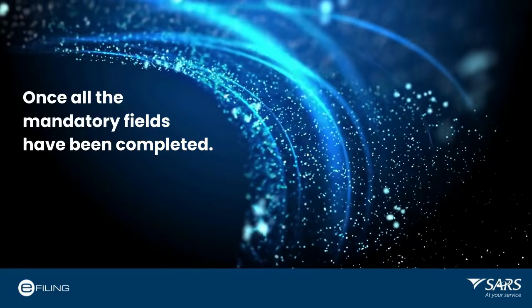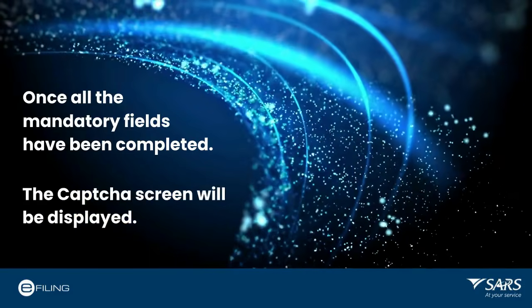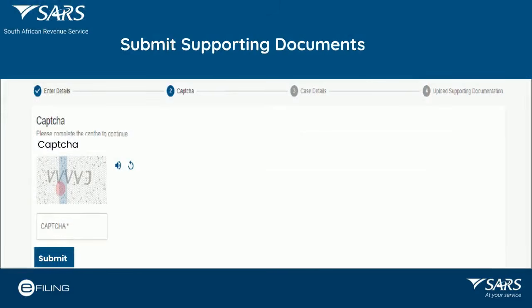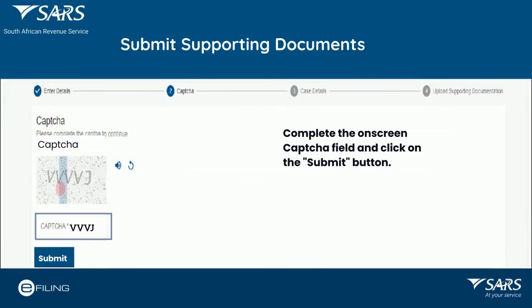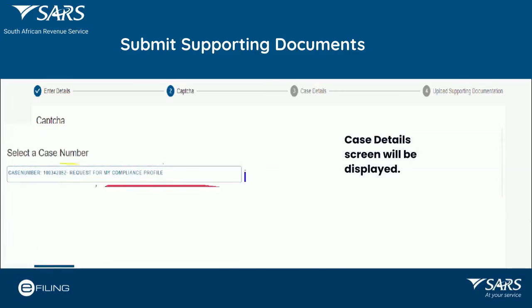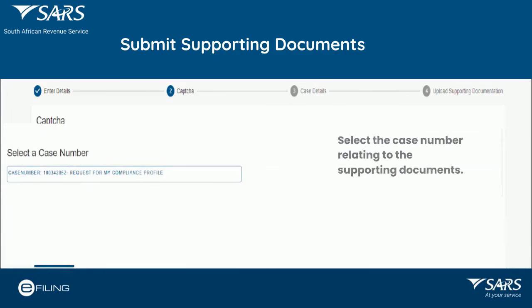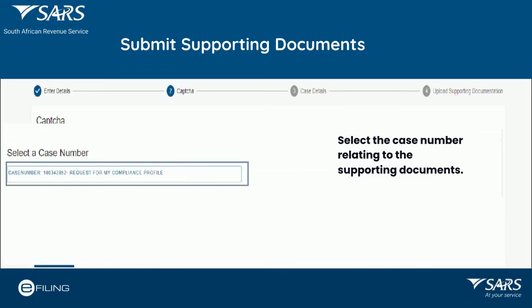Once all the mandatory fields have been completed, the capture screen will be displayed. Complete the on-screen capture field and click on the Submit button. The case details screen will be displayed. Where there are multiple active case numbers, all the numbers will be displayed. Select the case number relating to the supporting documents that must be attached.